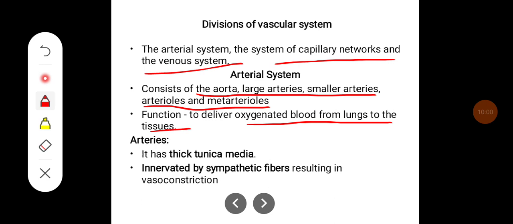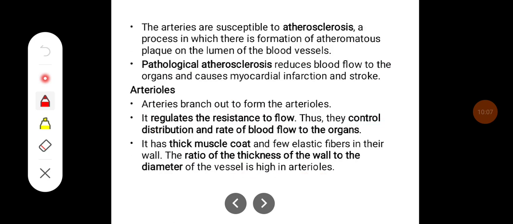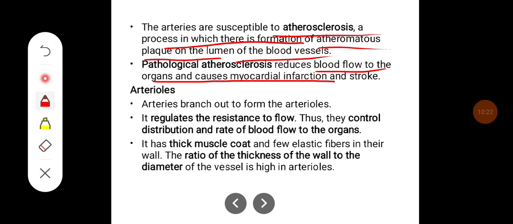Arteries have a thick tunica media innervated by sympathetic fibers, resulting in vasoconstriction. The arteries are susceptible to atherosclerosis, a process in which there is a formation of atheromatous plaque on the lumen of the blood vessels. Pathological atherosclerosis reduces the blood flow to the organs and causes myocardial infarction and stroke.